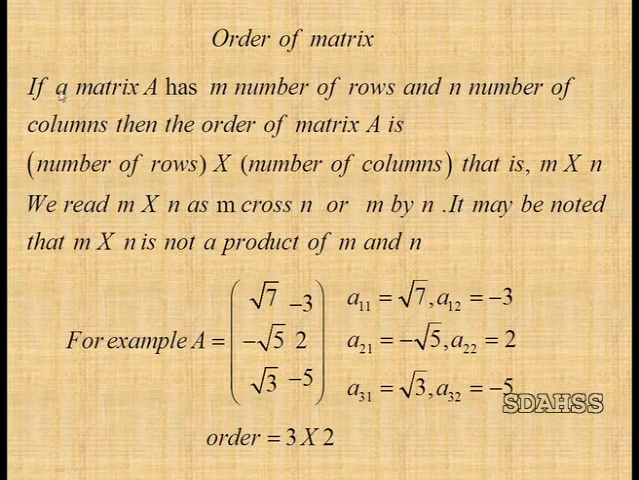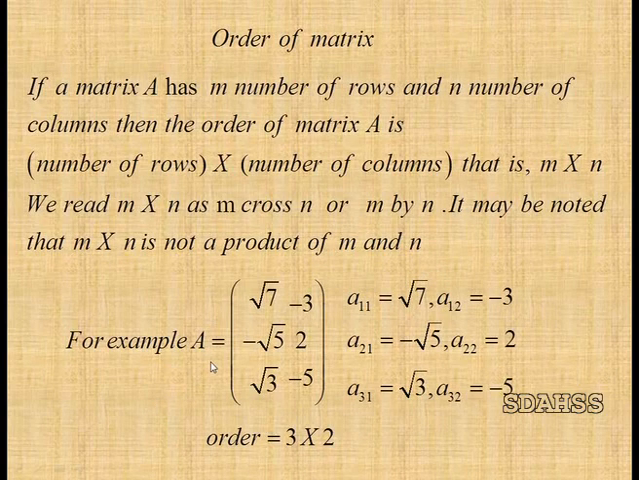Order of a matrix. If a matrix A has m number of rows and n number of columns, then the order of matrix A is number of rows into number of columns. That is m cross n. We read m cross n as m cross n or m by n. It may be noted that m cross n is not a product of m and n.